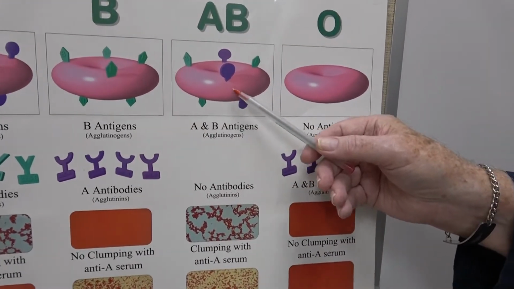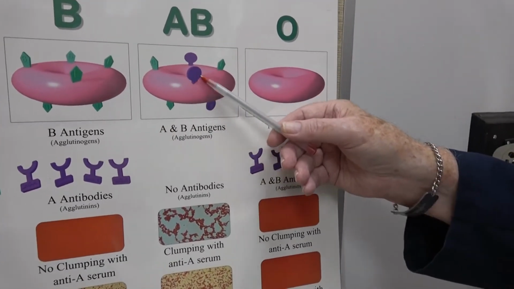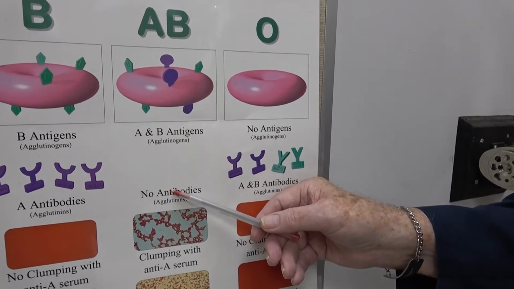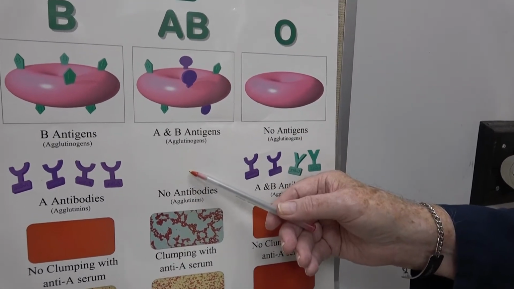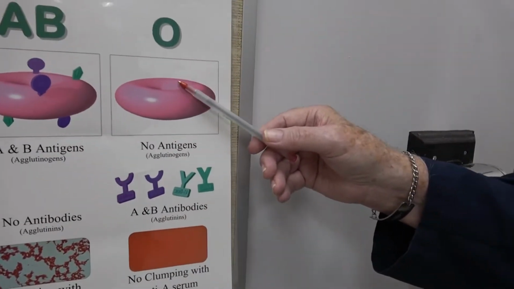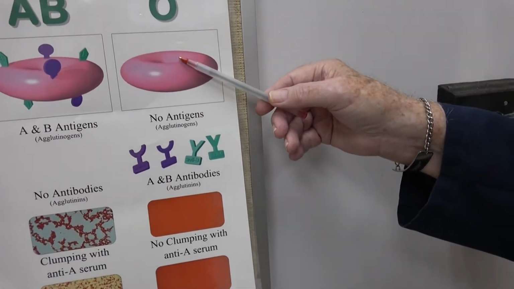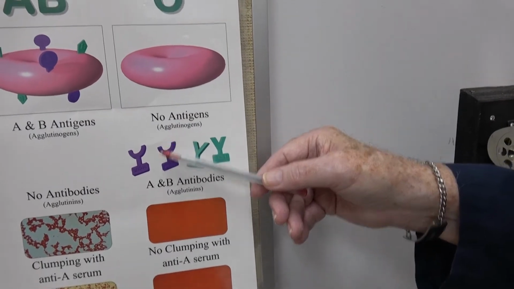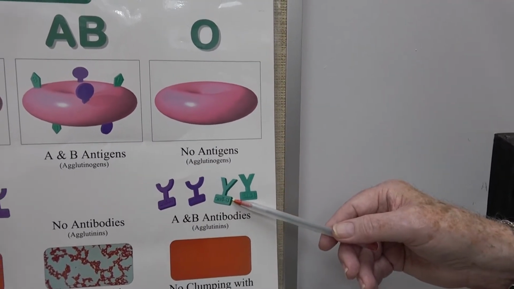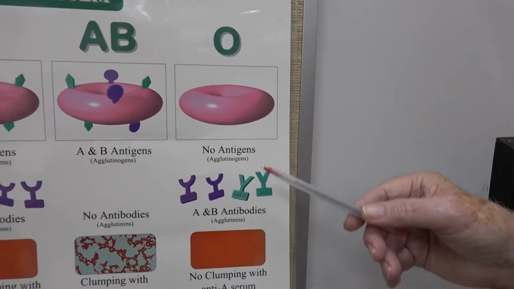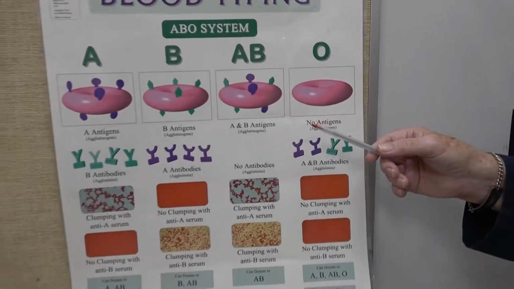In this case, you have both antigens, so you cannot have any antibodies. So this person has no antibodies. O, on the other hand, has neither antigen, and it has both antibodies, both A and B antibodies. So that's the story of why we type blood.